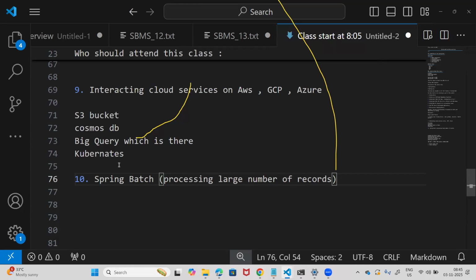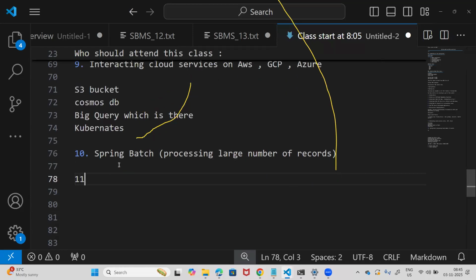Processing large number of records, we use Spring Batch, guys. Now the 11th one, Spring Security. What is Spring Security, guys? For authentication and authorization purpose.